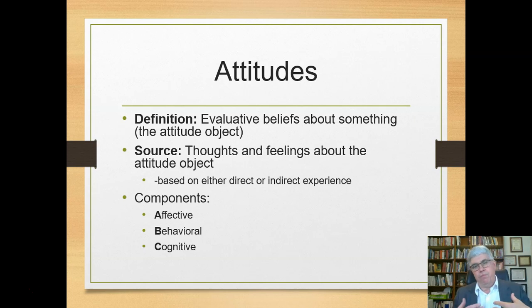These beliefs have a source, and this source is our thoughts and feelings about the attitude object. If I've got a positive attitude, that means I'm having positive thoughts or positive feelings about it, or negative, or, which is often the case, a mixture of positive and negative that kind of counterbalance out, so generally it's a little positive, a little negative, or maybe pretty neutral. But these thoughts and feelings are based on either direct or indirect experience with whatever the attitude object is.